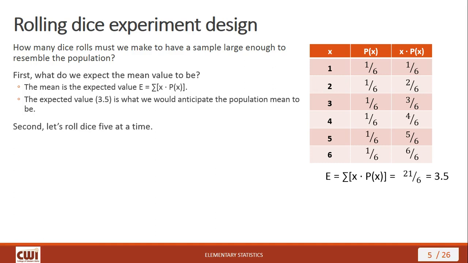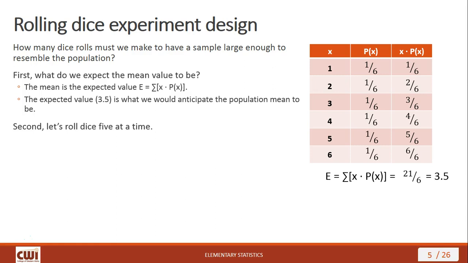Now, let's roll 5 dice at a time, because this will allow us to get the samples that we need to form our sampling distribution. Every time we roll the 5 dice, we're going to get a separate outcome for each individual die, and then we can take those numbers and calculate whatever sample statistic we want, whether it's the mean, variance, standard deviation, what have you.